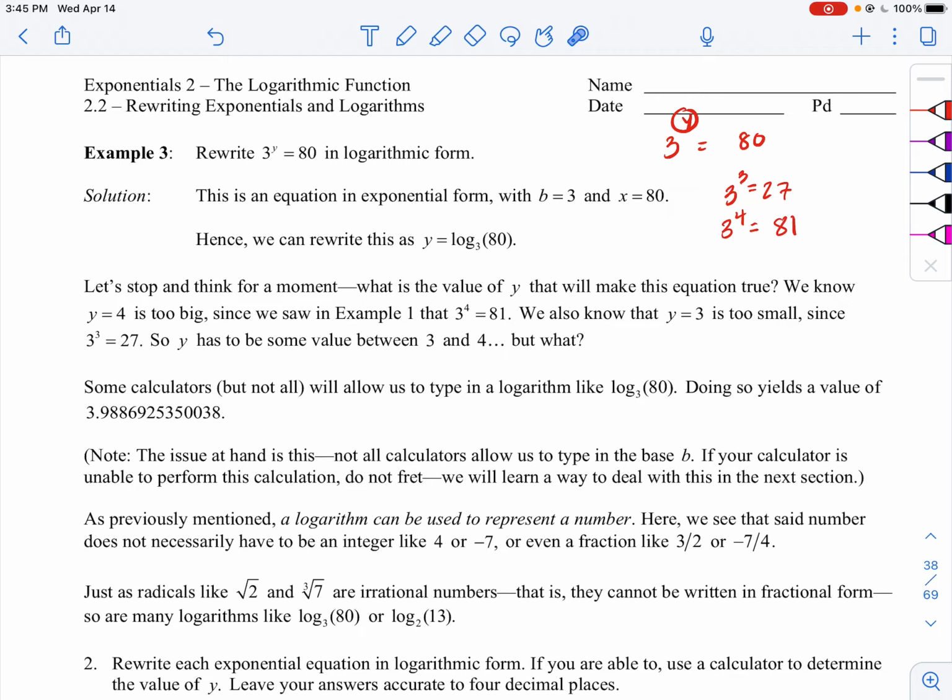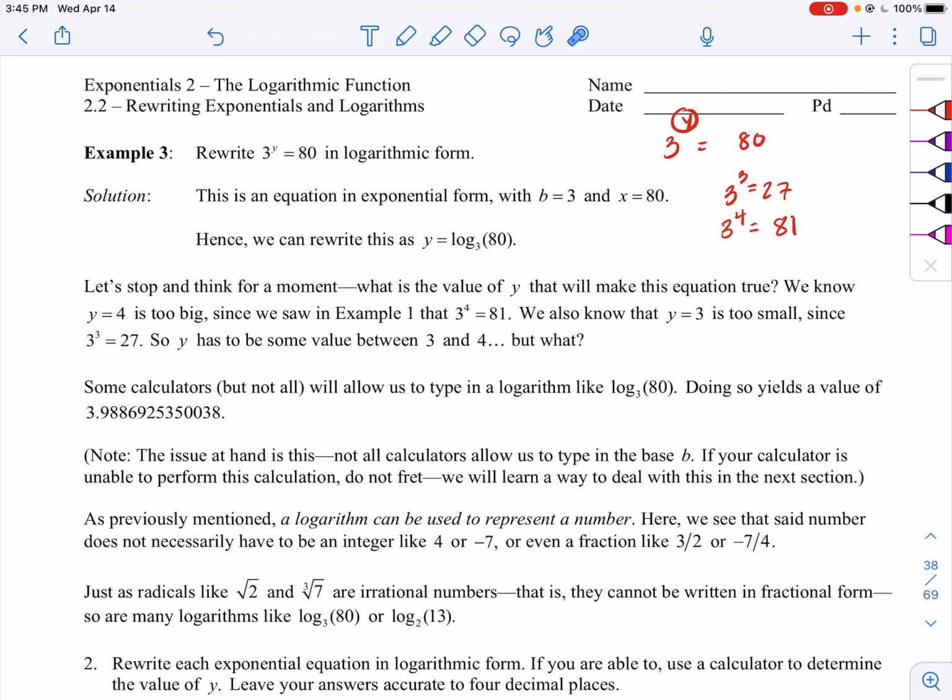So that means whatever this y is, it's not a 3, it's not a 4. So it's a number that is in between 3 and 4. Does that make sense? But then how are you gonna do that? There's a bunch of numbers in between 3 and 4, right?